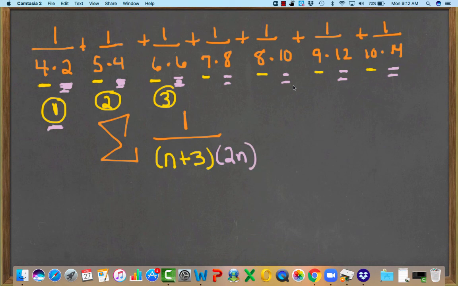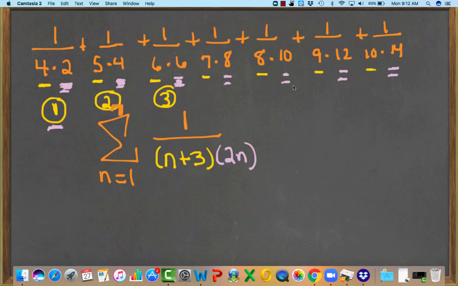Now we do need to add our limits on here. So we started with the first term, second term. So this does start counting n equals 1. Then we also need to count out how many terms do we have. Well, if you'll notice, there's a total of 7 terms. So I'm going to go from n equals 1 to 7.